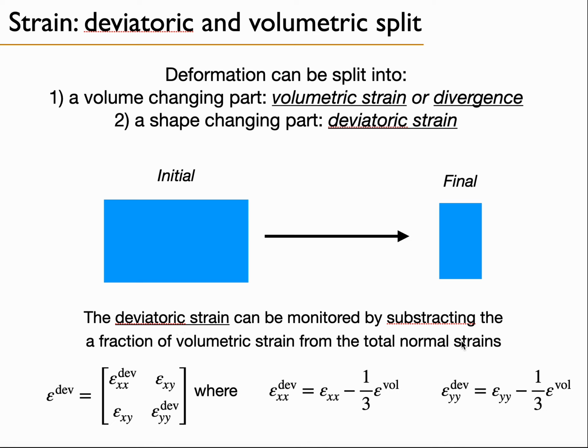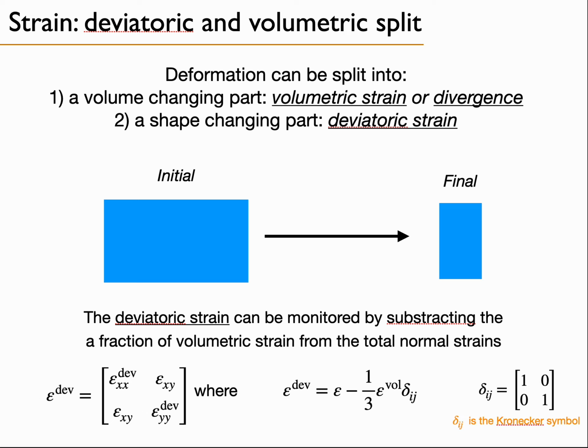So what does it mean? It means that to construct the deviatoric strain tensor, we are going to remove 1/3 of the volume strain to the diagonal components. So we only change the diagonal components. This is how to create the deviatoric strain tensor.